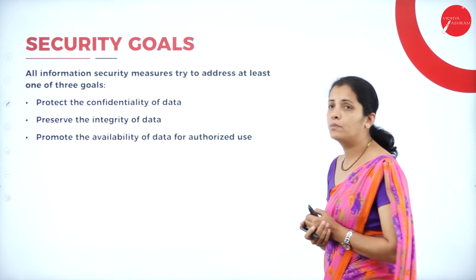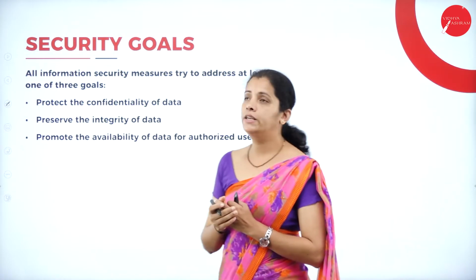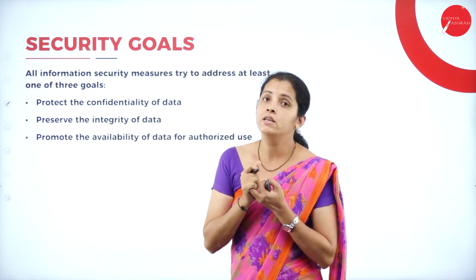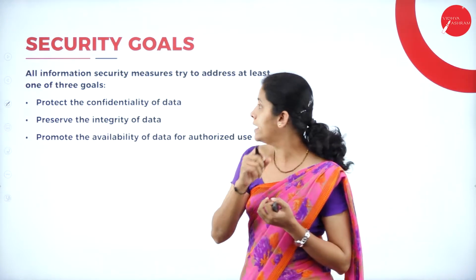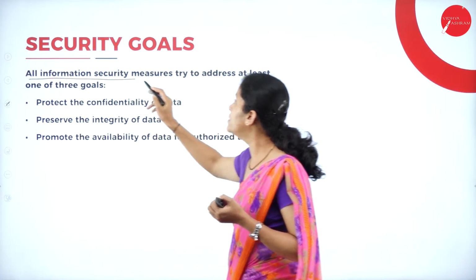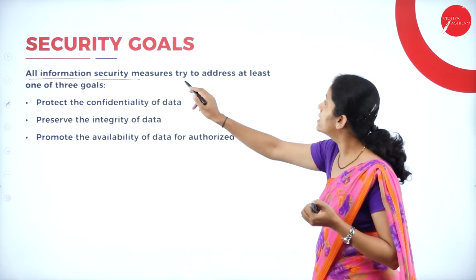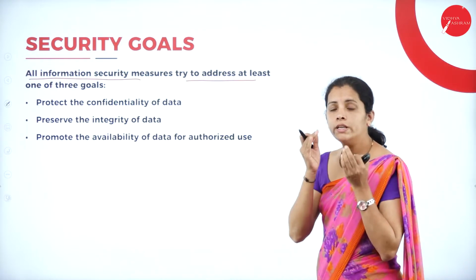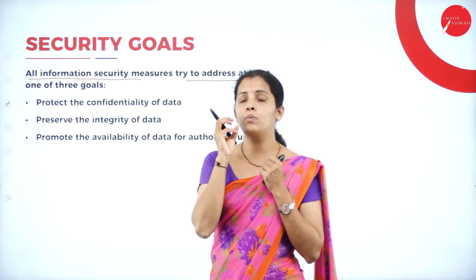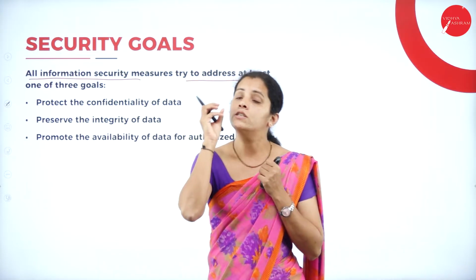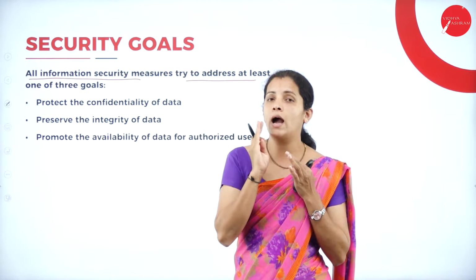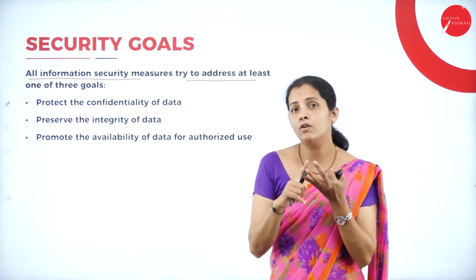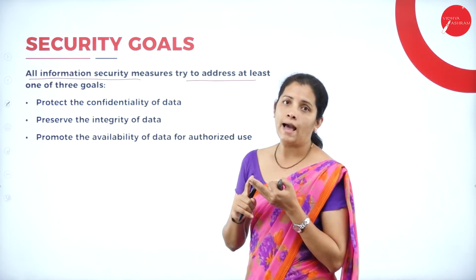Moving further, I'm going to have the security goals. That means why I want to provide the security for my data. So all information security measures try to address at least one of the three goals. So dear student, just remember that one, I'm going to talk about security goals. We are going to have three different security goals, that is integrity, confidentiality and accessibility.